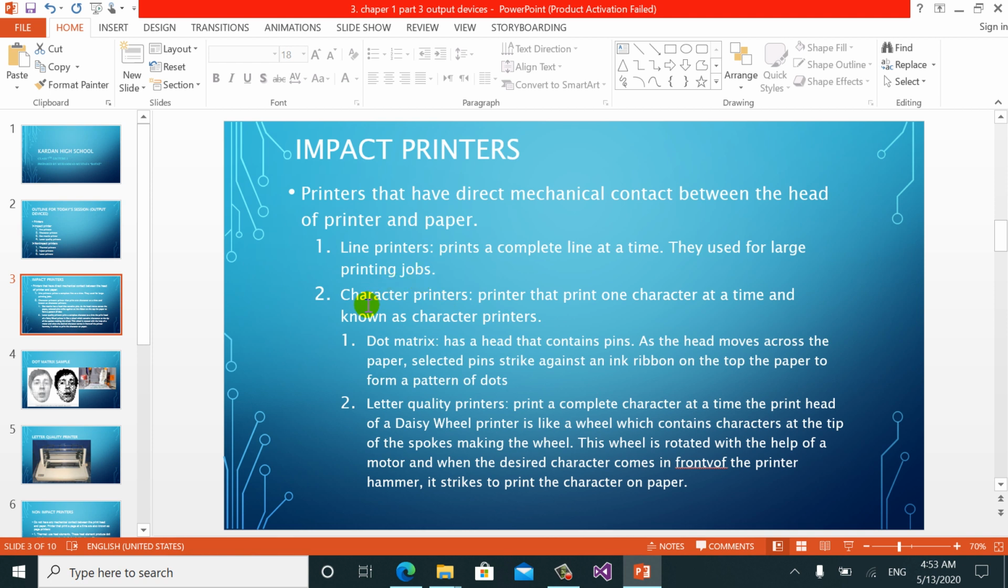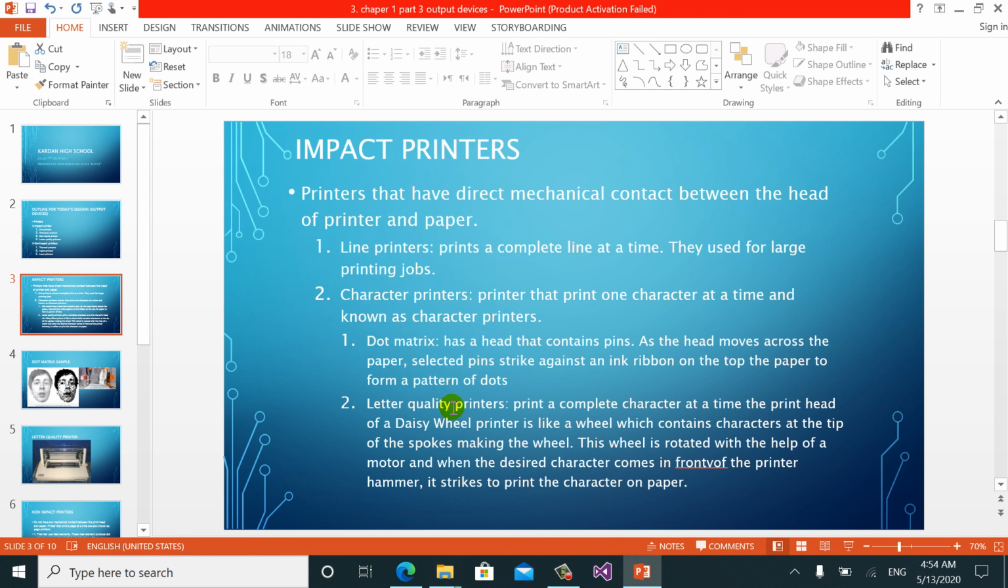But when we come to character printers, as you know, a character means C is a character, H is a character, A is a character. So printers that print one character at a time are known as character printers. All these printers have contact with the paper. Why?